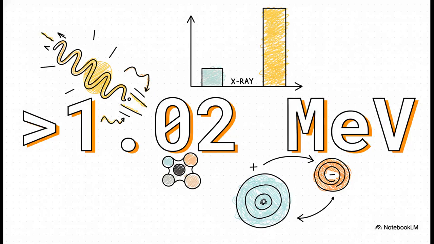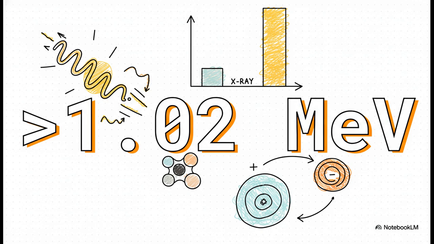Now, this transformation can't just happen whenever. There is a very specific and very high price of admission. The incoming photon must have an energy of at least 1.02 mega-electron volts. If it has 1.01, nothing happens. It's a hard limit. Below this, pair production is physically impossible.